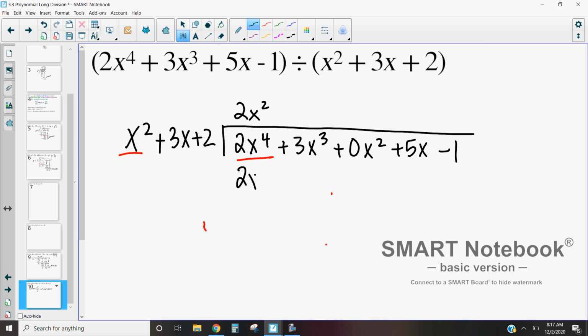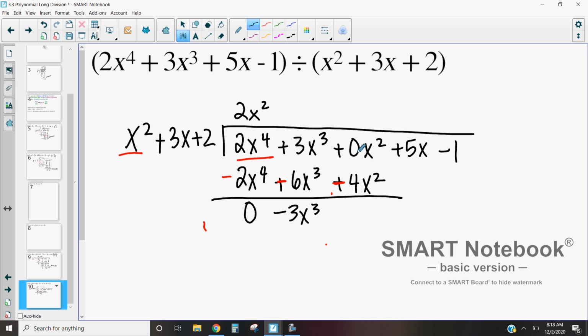Perfect. So x squared times 2x squared is 2x to the 4th. Then we need to multiply these two, so that's going to give us a 6x cubed. And these are going to give us a plus 4x squared. Now remember, we're going to change the sign on all of these. So this one's negative, this one's become negative, and this one's become negative. So these two cancel out here, and we get 0. 3 minus 6 gives us a negative 3x cubed. And 0 minus 4x squared gives us a negative 4x squared. And we're going to bring down our 5x.